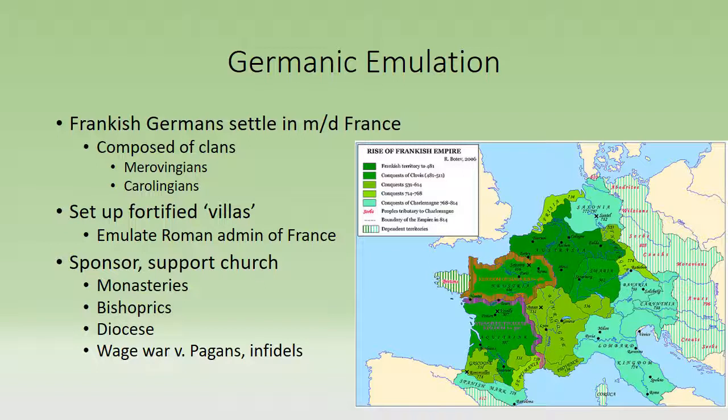They set up fortified villas. In fact, they even call them villas. They don't call them castles. They don't call them fortresses. They call them villas. And they begin to emulate the Roman administration of Gaul, what they would later call Francia. They sponsor and support the church, much the way that the Romans had. They build monasteries. They establish bishoprics. They divide their territory into dioceses. And they also, more importantly, wage war against pagans and infidels.